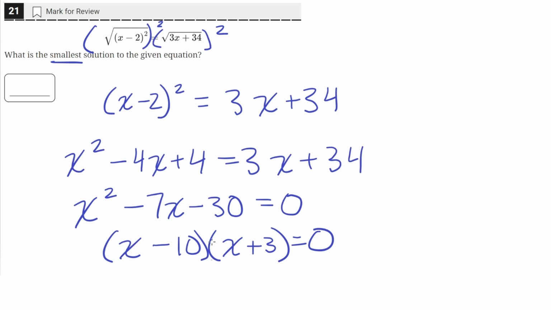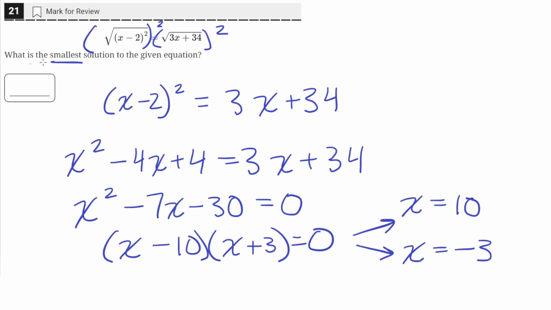In this first parentheses right here, if we plug in a value of 10 for x, it'll equal 0, and when we multiply that with any other term, it'll just be 0. So that satisfies the equation. One of our solutions is that x equals 10. And then in the second parentheses here, if x equals negative 3, then negative 3 plus 3 equals 0. So anything times 0 is just 0, and that satisfies the equation as well. So x equals negative 3 as well.